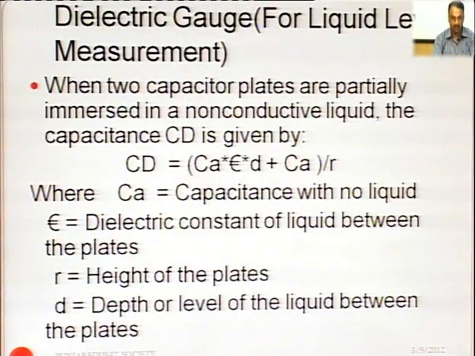So, when two plates are immersed in the non-conductive liquid, the new capacitance CD is given as Ca multiplied by epsilon multiplied by D plus Ca divided by R, where Ca is the capacitance without liquid, epsilon is the dielectric constant of the liquid, D is the depth or level of the liquid between the plates, and R is the height of the plates.